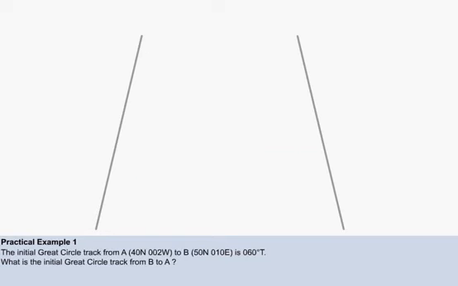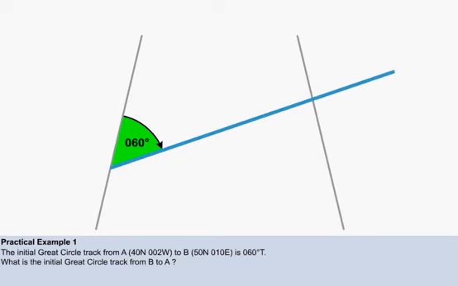The track originates from A on 060. This means that the left-hand one must be A and the right-hand one B. Check it out by reference to the latitude and longitude. If we've got it right, with an initial track of 060, B should be north of A. It is. It's 50 north, where A is 40 north, and B should be east of A. It is. It's 10 east, where A is 2 west.